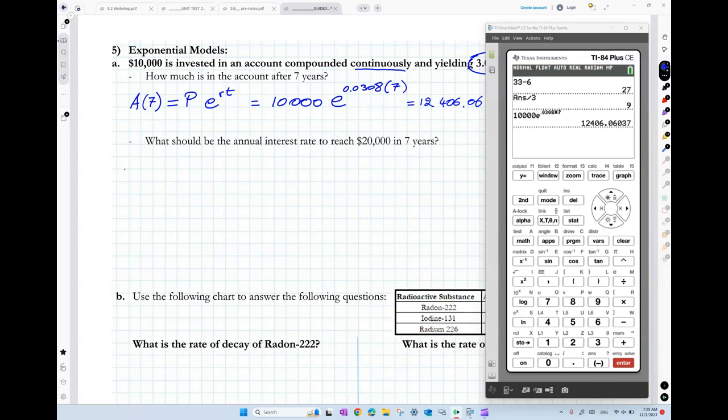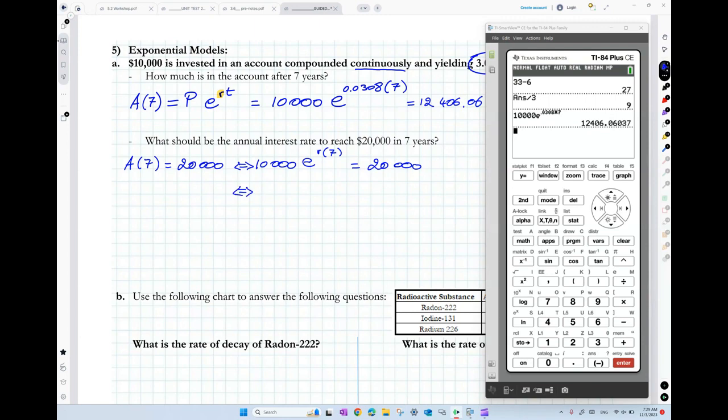So I want this A of 7 to reach 20,000. So I'm going to take the same formula, but this time it's r, which should become the unknown value. So I'll have 10,000 times base e of the rate that I don't know times 7. And I want to reach 20,000.